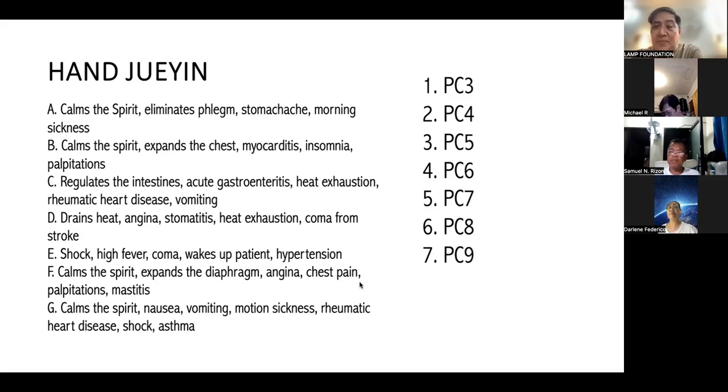Yes, and what particular symptom are you going to extract from the patient? Particular symptoms. That will tell you na may phlegm. And also the pulse. Ano yung titingnan mo sa pulse? Slippery po.